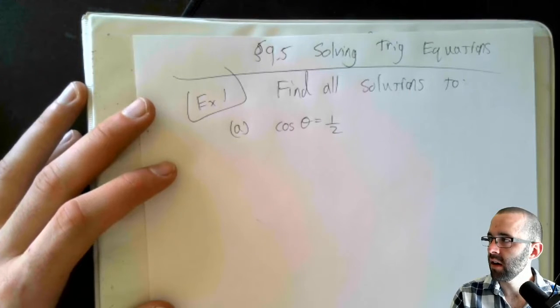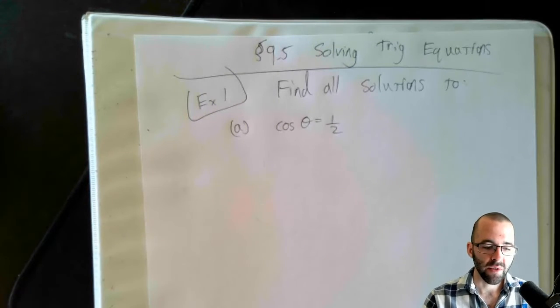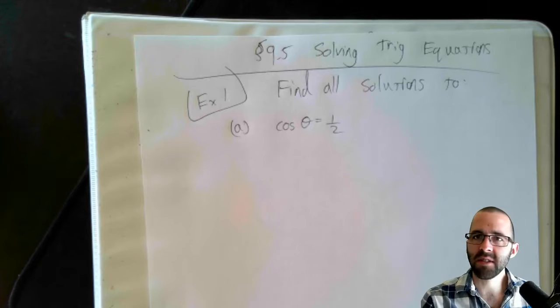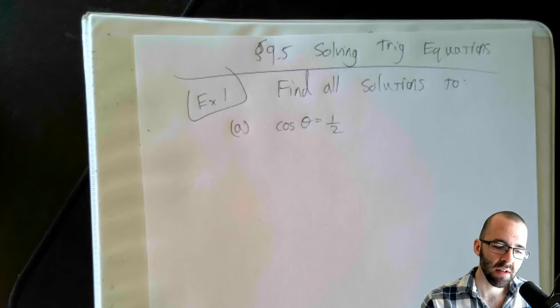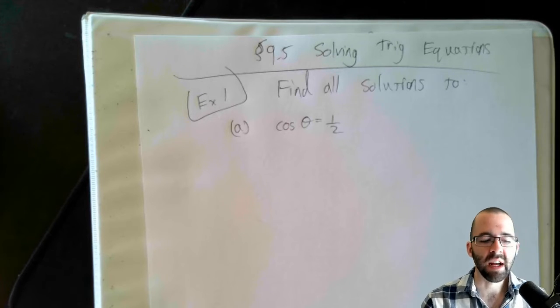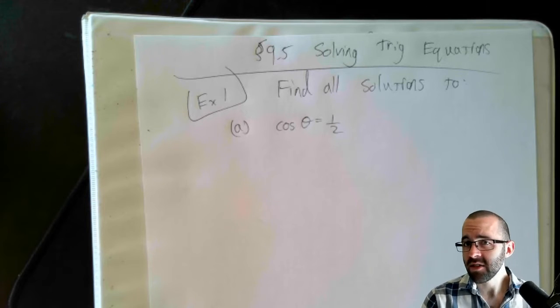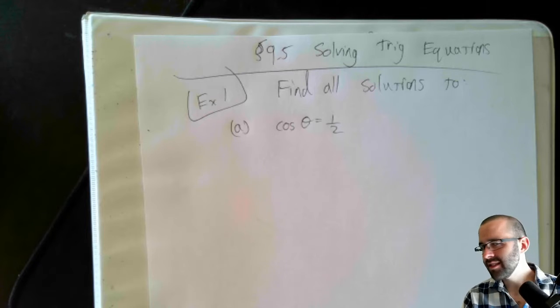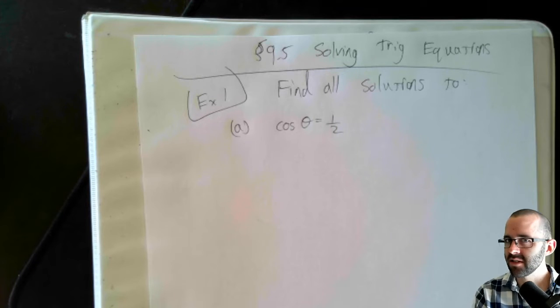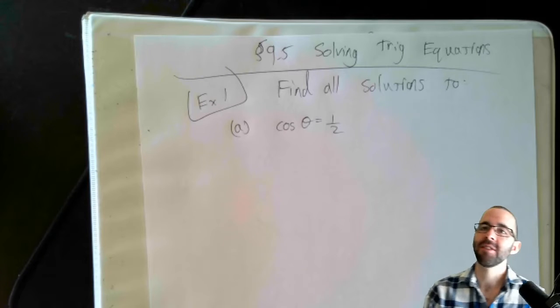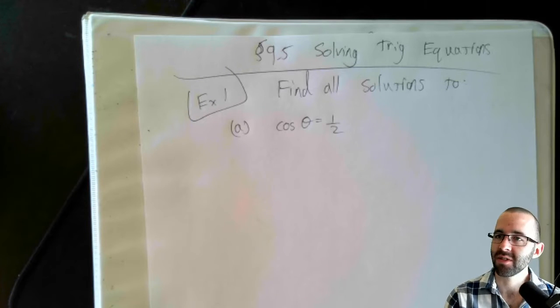Now, the tendency right here is to say, we've done this before. I just use inverse cosine. You just type in inverse cosine of 1/2 into your calculator and you get 60 degrees. And that's not wrong, but 60 degrees is only one of the answers. There's a lot of answers, literally infinitely many answers to this equation.